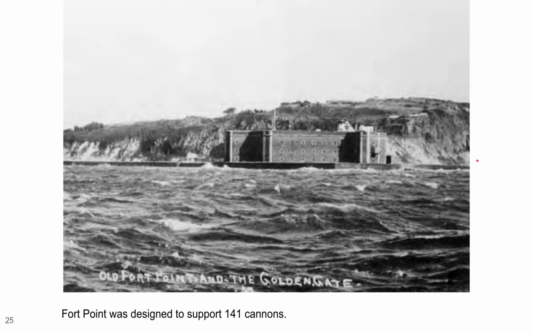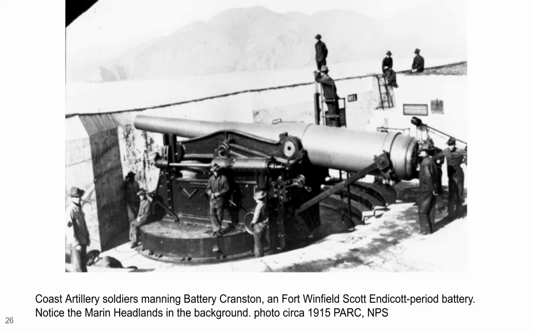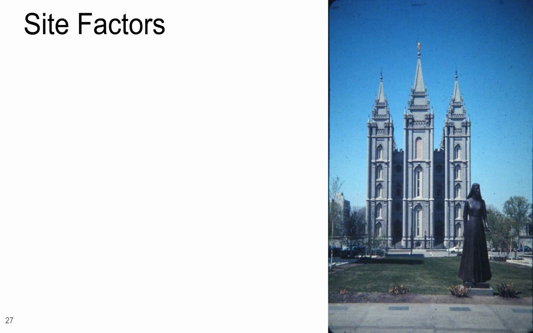And there's another picture. It was designed to support 141 cannons, which is a considerable amount of cannons. So anybody sailing into the Golden Gate would be literally a sitting duck for this fort. Here's some of the cannons. Notice the Marin headlands in the background. Yeah, that's a 10-inch cannon back in 1915. Crazy to think that they were going to defend the Golden Gate with actual 10-inch cannons and whatnot.